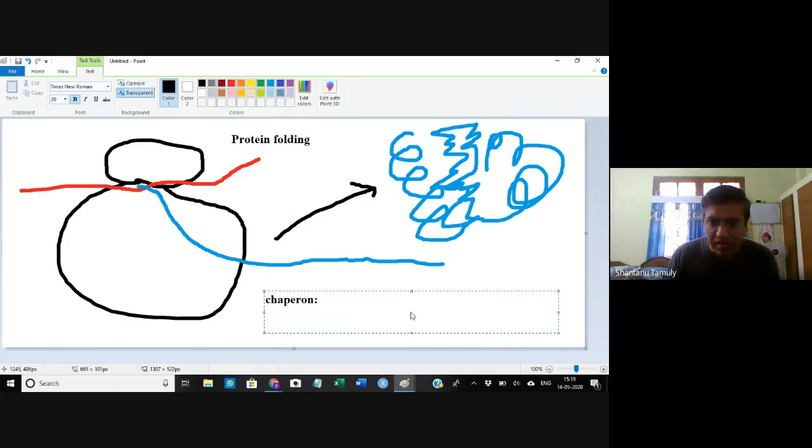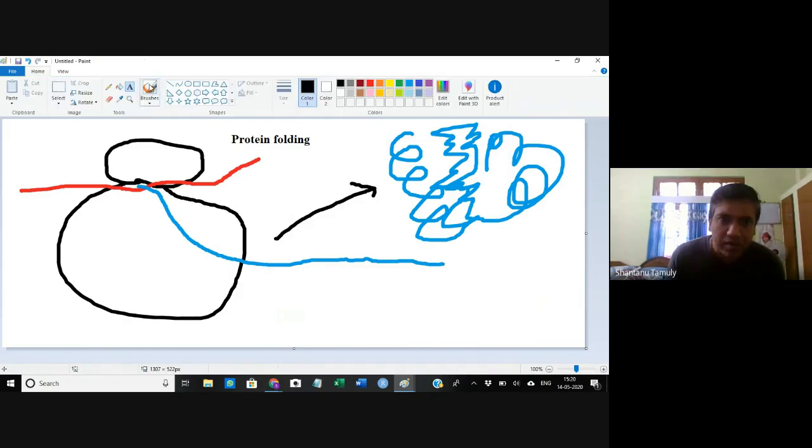Okay, so there are various chaperone proteins. Important among them are HSPs, heat shock proteins. There are various heat shock proteins based on their molecular weights, like HSP 60, HSP 70, HSP 30. There are many. Now in this case, what is the function of these chaperone proteins? They get attached to the unfolded proteins, and then they prevent the aggregation.